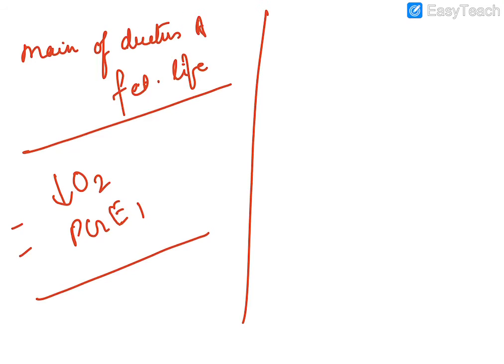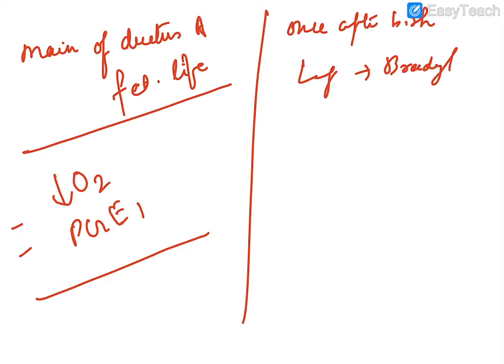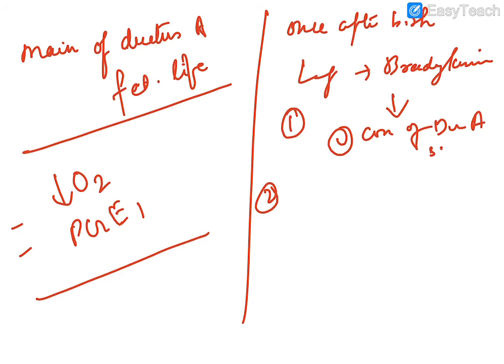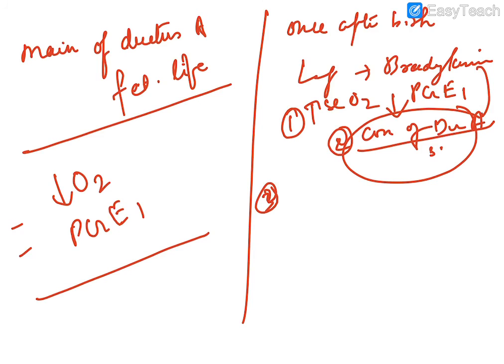Now once after birth, what do the lungs do? They release bradykinin. Okay, this bradykinin causes constriction of the ductus arteriosus smooth muscle. Number one point is that increased oxygen causes constriction of the ductus arteriosus and causes decreased production of PGE1. Okay, now again, constriction of the ductus arteriosus smooth muscle because of this bradykinin, which is produced by the inflating lung. Okay, that is the second point.